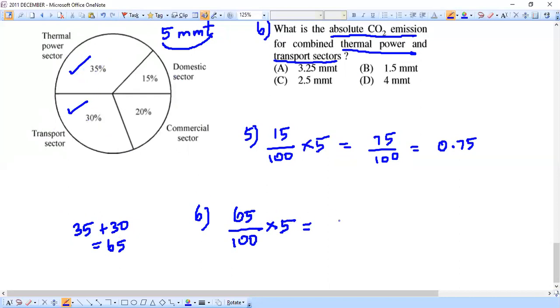This we can calculate. 65 into 5 will give us 325 by 100. Again, we can answer in the same way as we did before, moving 2 decimal places to the left. 325 by 100, just move 2 places to the left-hand side. We will get 3.25 MMT. So 3.25 MMT is option A, and that is going to be our answer for our 6th question.